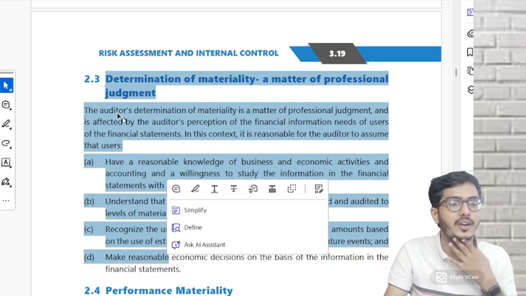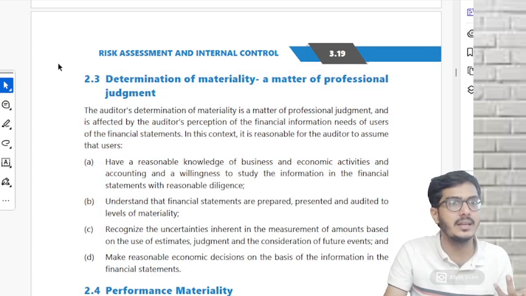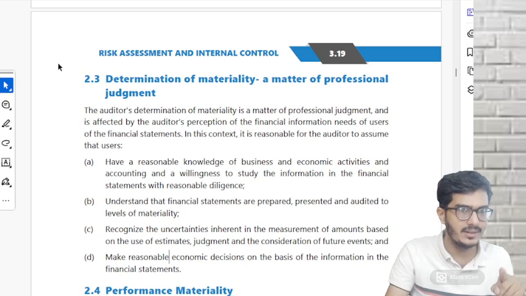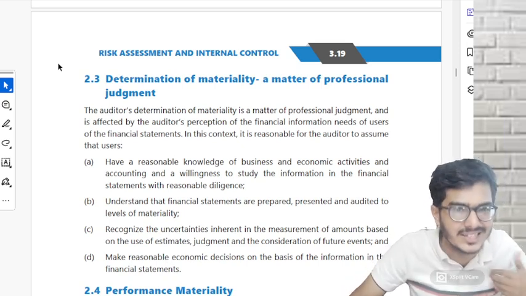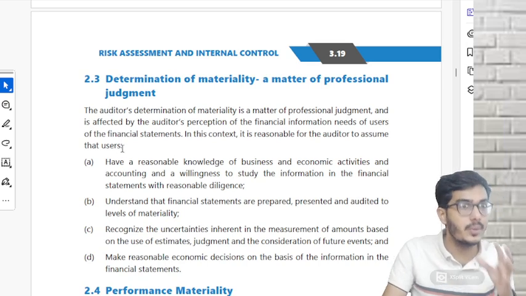Determination of materiality is a matter of professional judgment. Who determines the materiality? The auditor. Is it management? Management will come and sit with the auditor and say, hey auditor, you keep the materiality as 20,000. No, it is my judgment. I'll decide. But what is the question actually talking about?